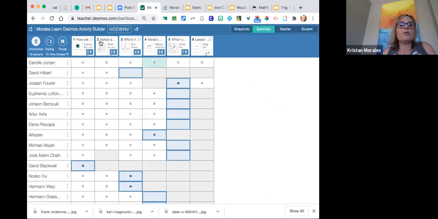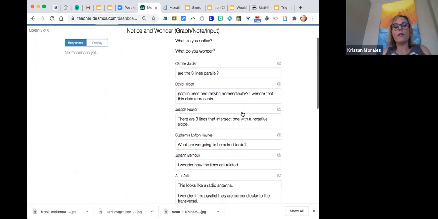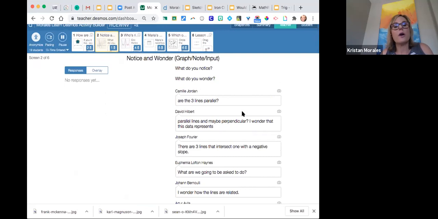I can also take a look at, if I look here on slide 2, I can see what all of the class is saying, and then we can start a discussion. That was the one with the graphs where we had some lines that look like maybe they were parallel, maybe they're perpendicular. And people are asking, are the lines parallel? There's 3 lines that intersect, one with a negative slope, parallel lines and maybe perpendicular, right?